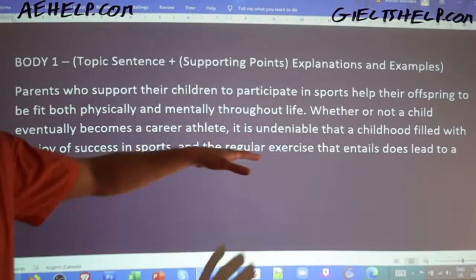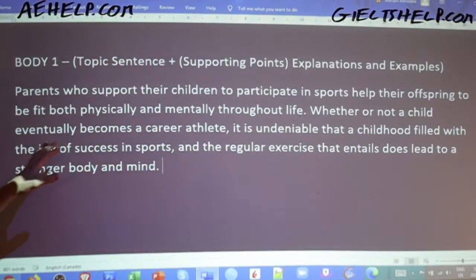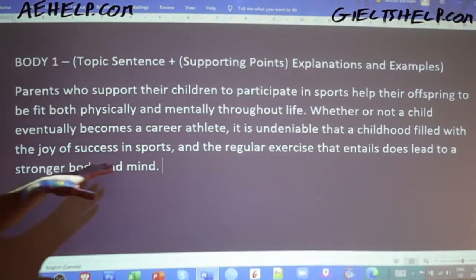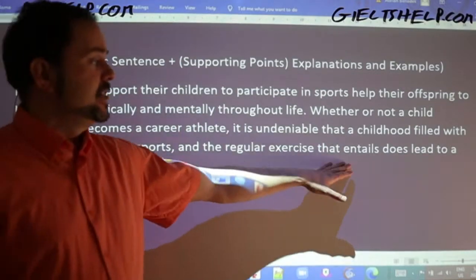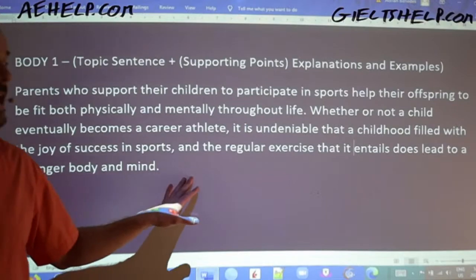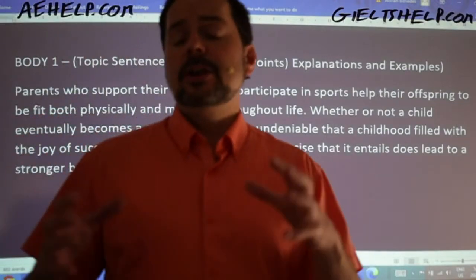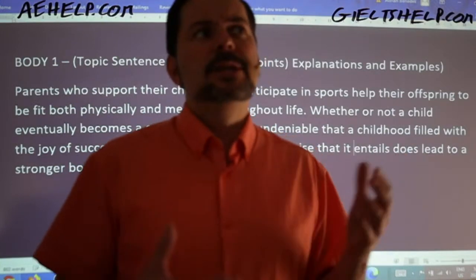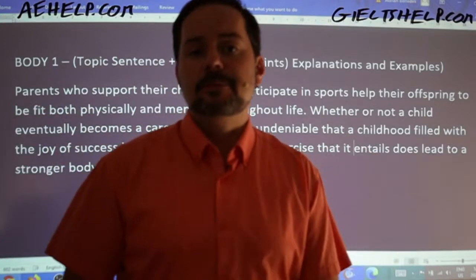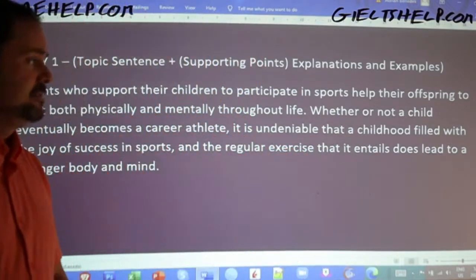So here's mine. Whether or not a child eventually becomes a career athlete, it is undeniable that a childhood filled with the joy of success in sports and the regular exercise that it entails... I'm missing an it here. This is why review is very important. ...it entails does lead to a stronger body and mind. Okay, so here I'm making that clear for my reader, where they go, hey, wait a second. Even if they don't necessarily become a professional footballer, it doesn't mean life ends for them, and they still get a lot of benefit.